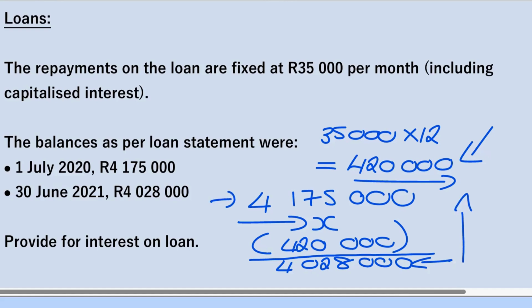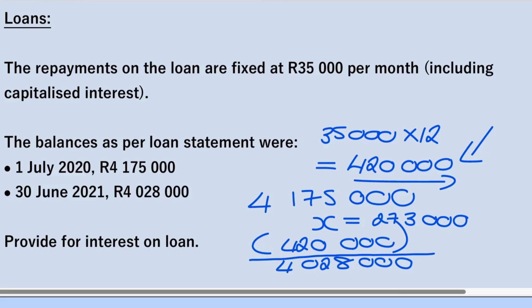So minus 4,175,000. And that gives me an interest amount of, so let's just put this in a little bit more neatly because it's looking a little messy over here. So that means my interest is equal to 273,000 Rand for the year.